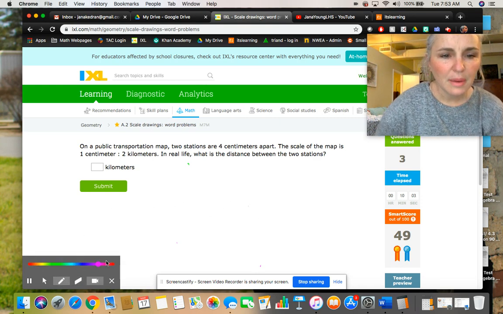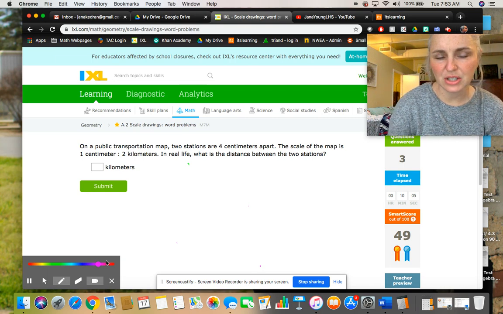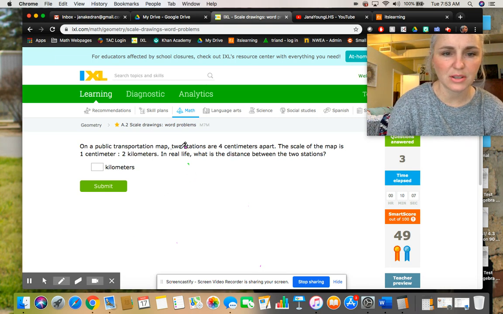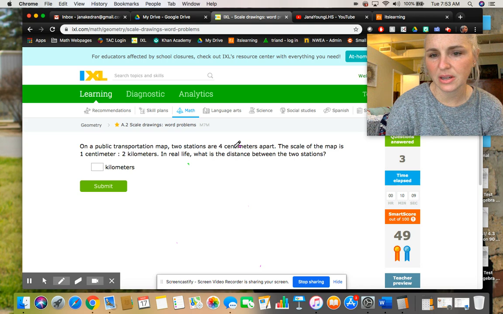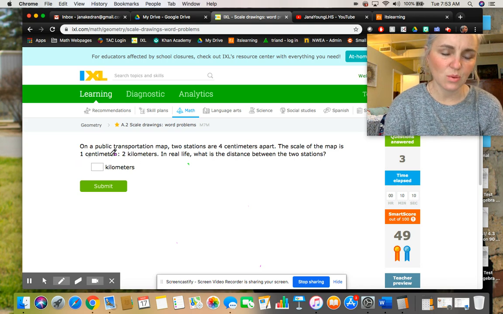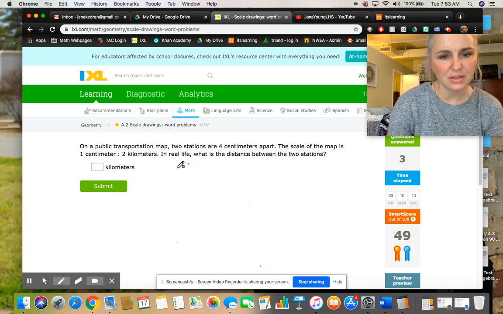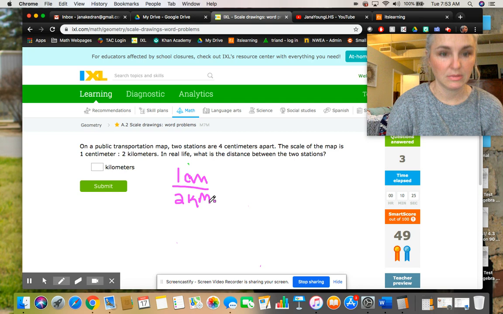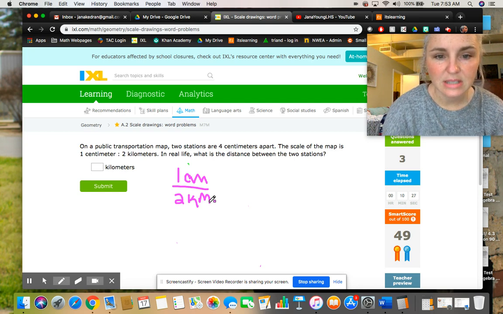On a public transportation map, 2 stations are 4 centimeters apart. The scale of the map is 1 centimeter to 2 kilometers. In real life, what is the distance between the stations?